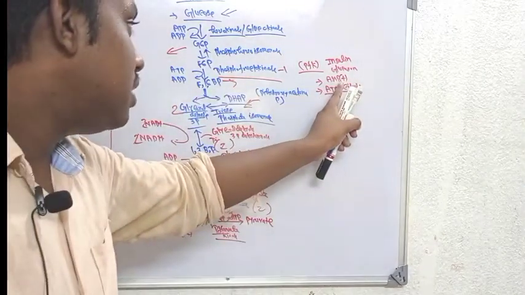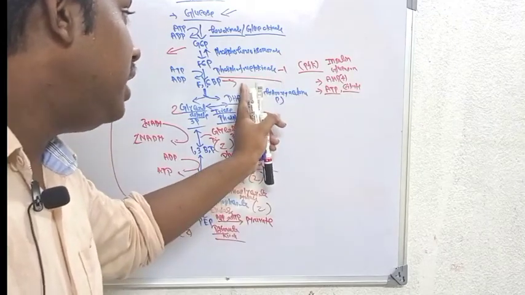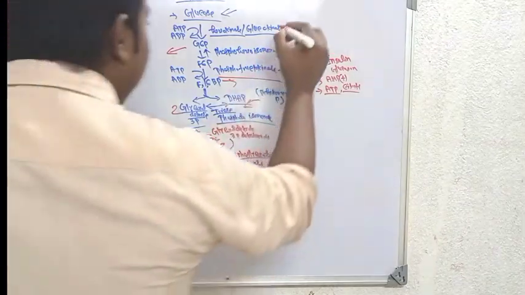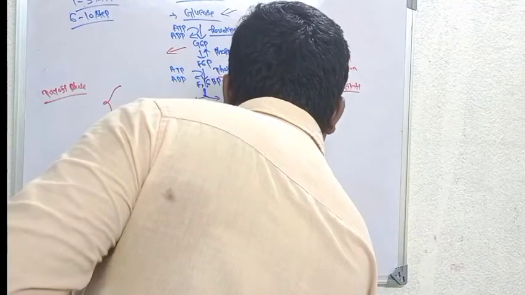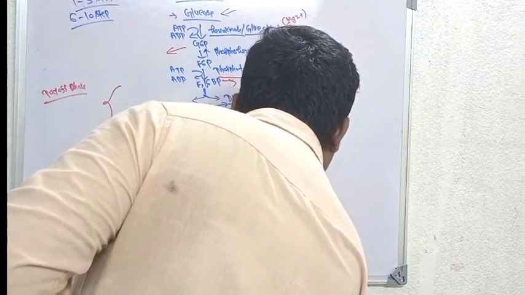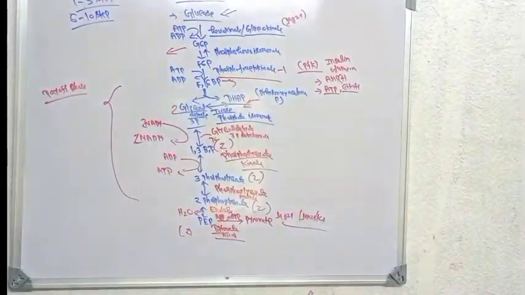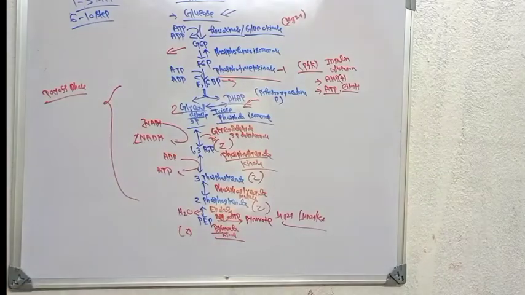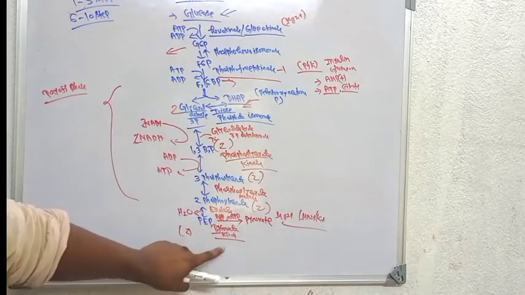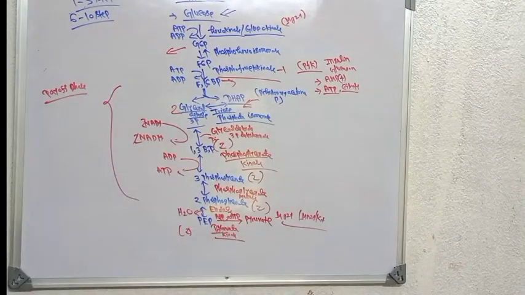Excess AMP concentration increases the activity of the enzyme, while ATP and citrate levels inhibit the enzyme. Another important factor is that cofactors are also required. Mg2 plus is required. Here Mg2 plus or Mn2 plus, and K plus, which some books mention, is also important in the last step. Pyruvate kinase is also an important inducible enzyme. It is also regulated by insulin and glucagon concentration. So this is the entire glycolysis.